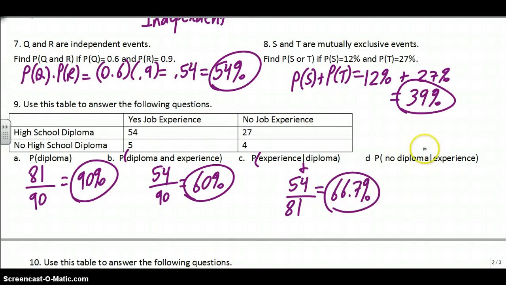Same thing here, probability. Let's look for the number of people who have no diploma and experience. So no, yes, that'll be 5. Out of the total number of people who have experience, which is 59. So 5 out of 59 is 8.5%.